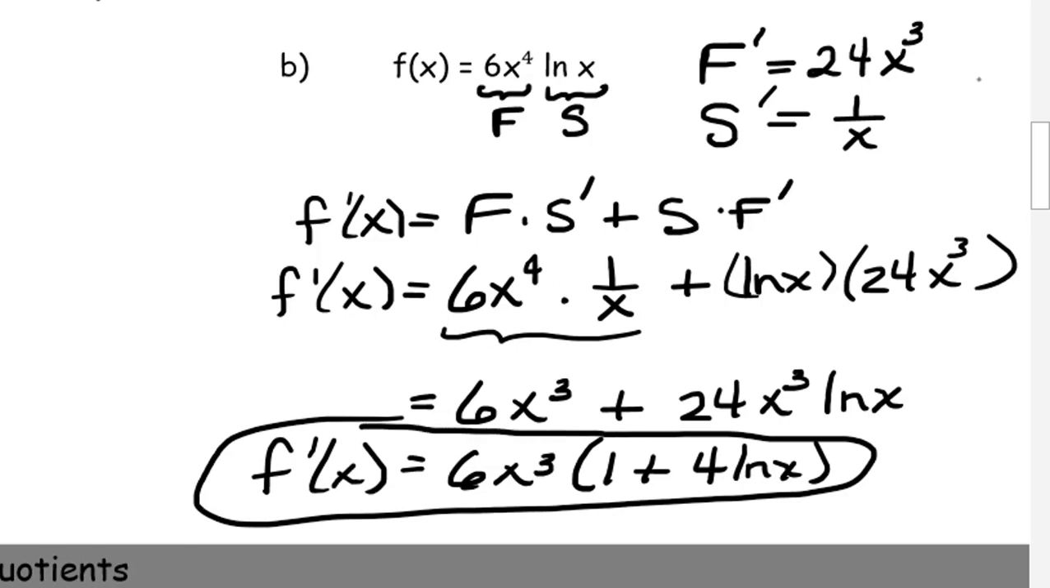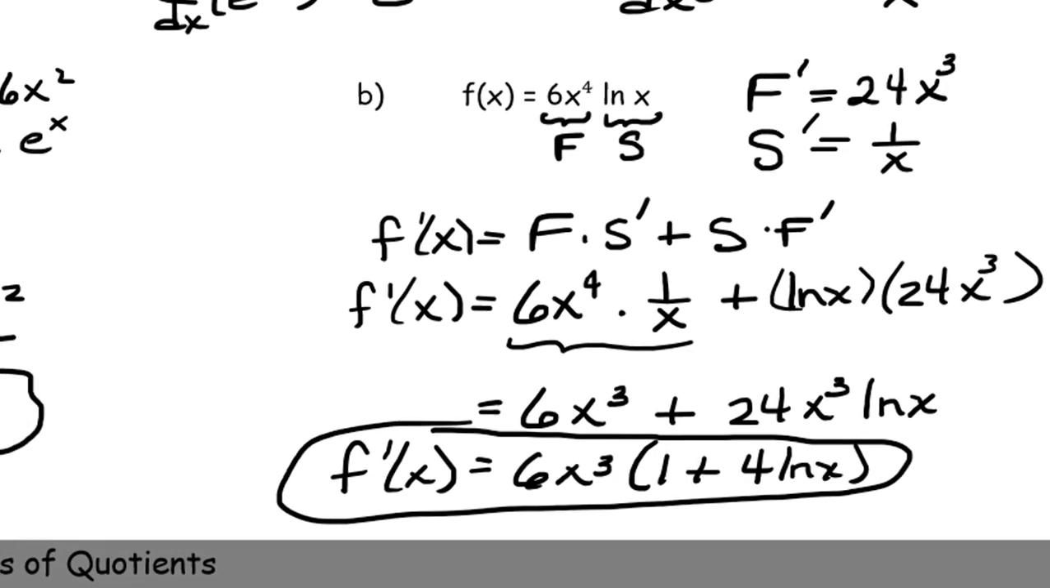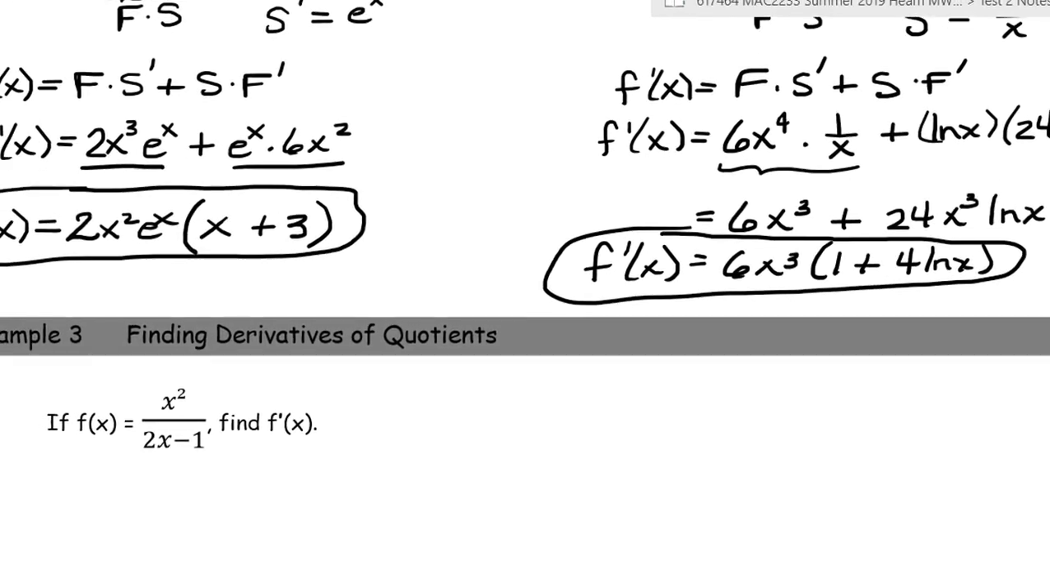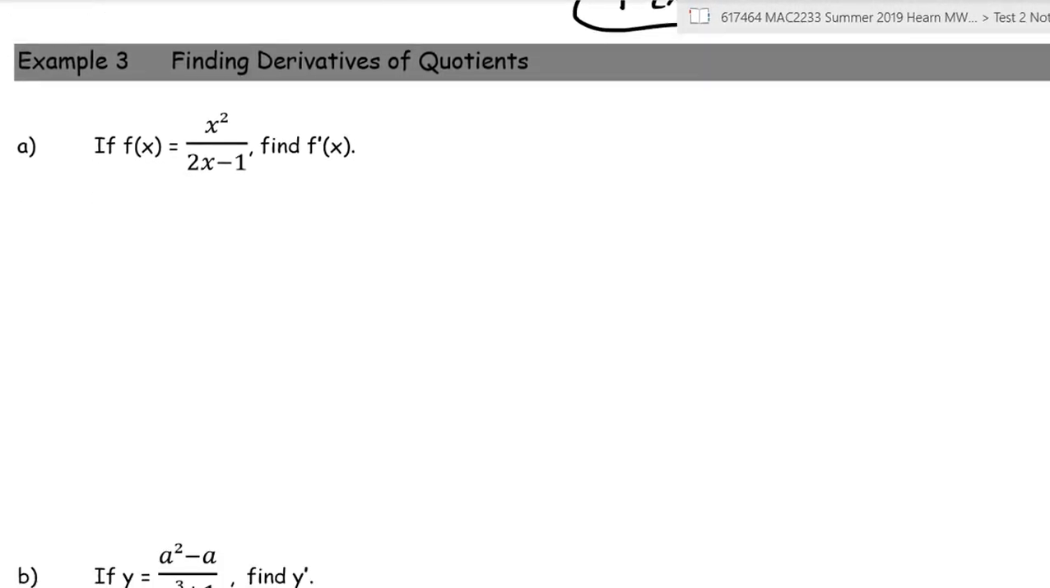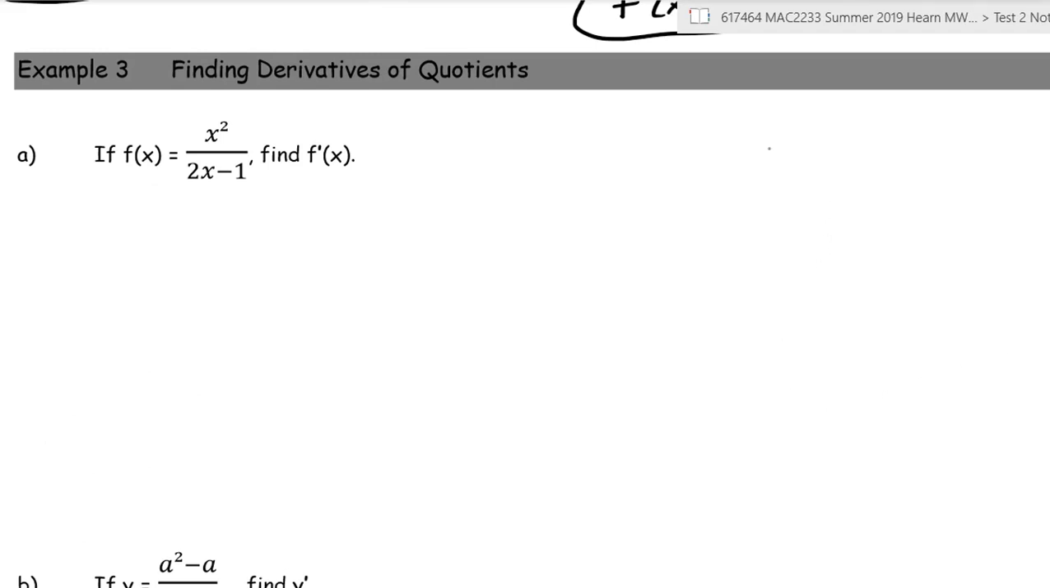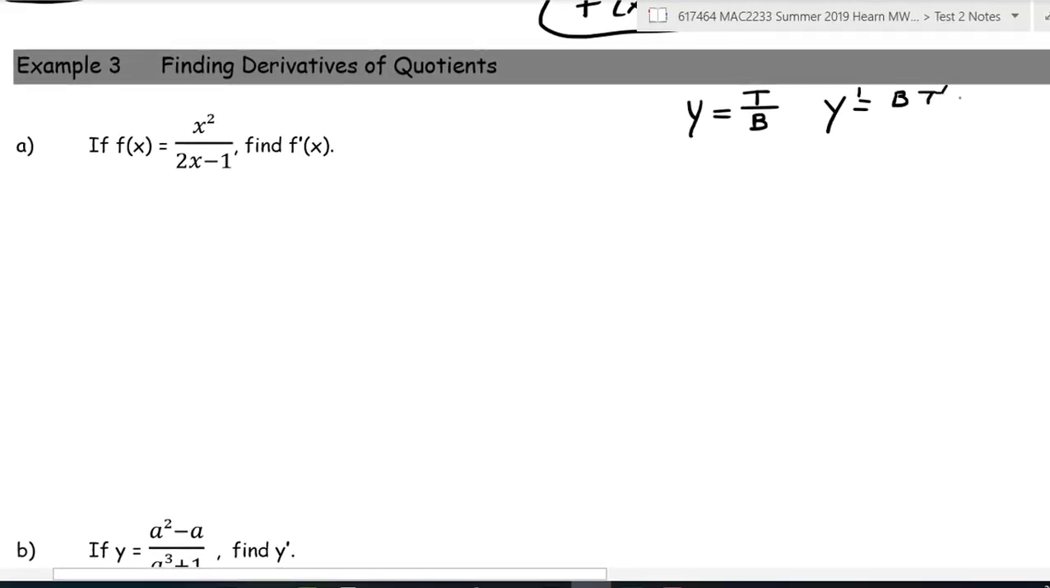Okay, so those were quite a few product rule examples. Let's look at a couple of quotient rule examples. I'm going to remind you what the quotient rule says. The quotient rule says that if you have y equal to a top function over a bottom function, then y prime is going to be bottom d top minus top d bottom over the bottom squared.